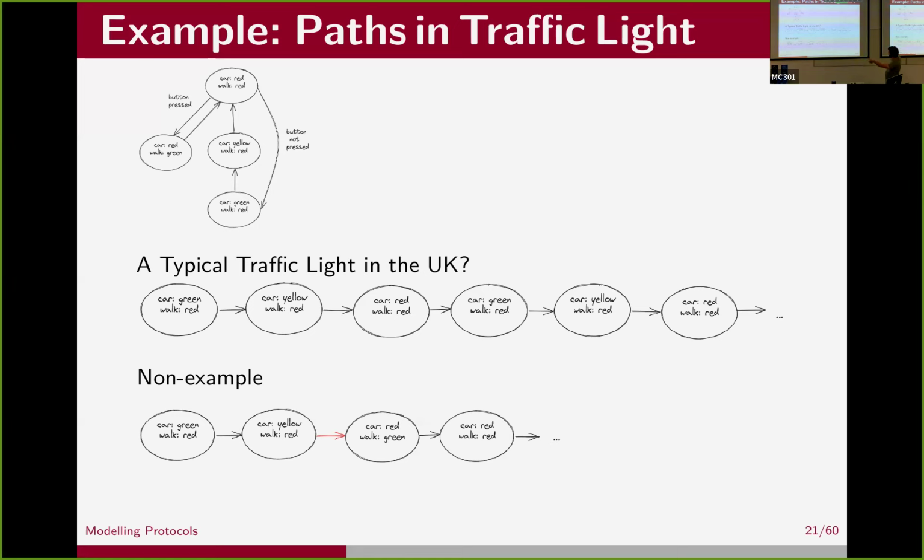From here there is nothing going. Wait, no. Sorry, car yellow, walk red. So from here to here, yeah, exactly. There's no arrow here, so I cannot skip. I cannot take multiple steps. Right.